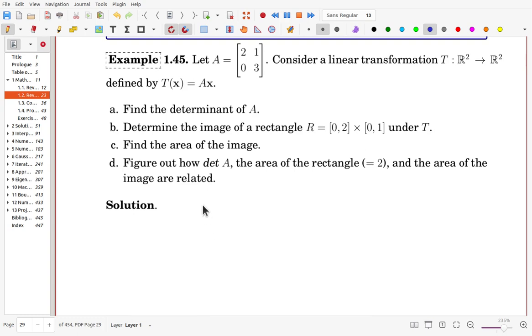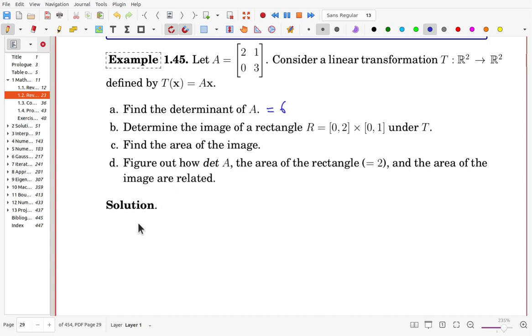A is given, 2, 1, 0, 3, and we consider the linear transformation T. Here Tx is Ax, just matrix multiplication. Now find the determinant of A. Okay, the determinant of A is quite easy, we get 6 minus 0, so that is 6. Determine the image of the rectangle with sides 2 and 1 under T.